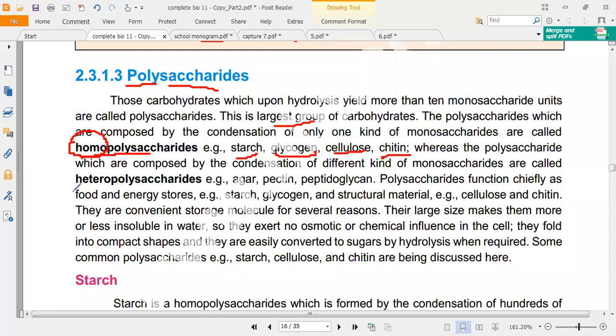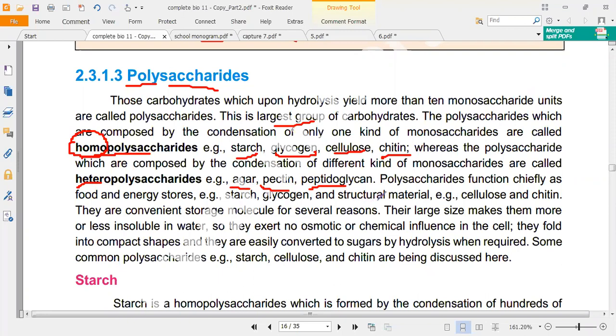So the next one is heteropolysaccharides. Hetero means different, so in which all the monosaccharide units can be different. So they are agar, pectin, and peptidoglycan. They are heteropolysaccharides.